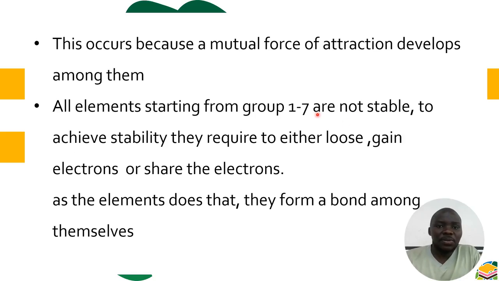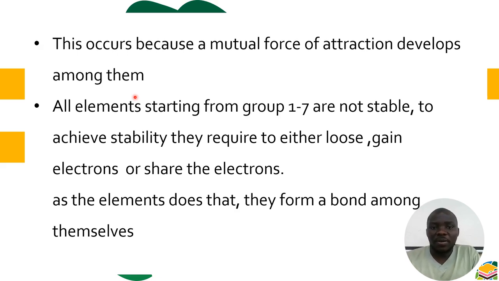When we're talking about chemical bonding, we're just saying joining. This joining refers to a mutual attraction force that develops between two atoms or more than two atoms together. All elements starting from group number 1 up to group number 7 in the periodic table are not stable. We can see this by looking at the valence electrons in the outermost energy level. So for them to be stable, they are supposed to lose or gain electrons.